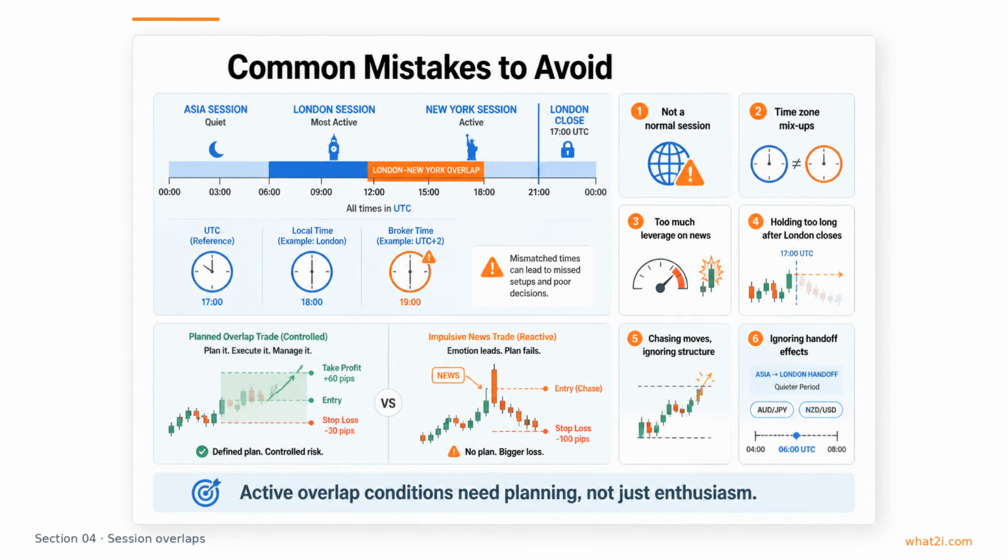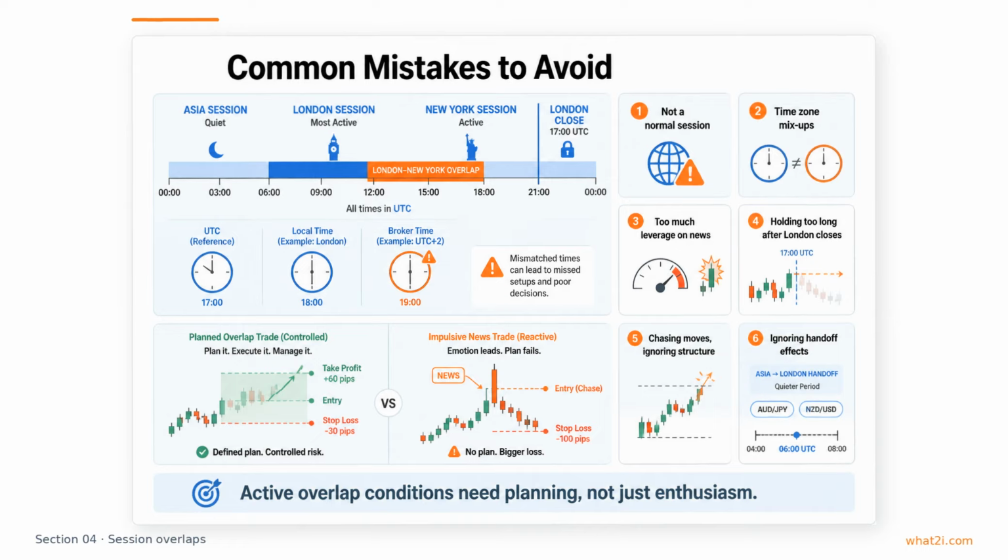Overlap periods are useful, but they are easy to mishandle when traders focus only on excitement. One mistake is treating overlap conditions like a normal session, even though the pace and risk are often very different. Another is confusing UTC, local time, and broker time, which can put you in the wrong window entirely. Using too much leverage around news is especially dangerous because fast moves can overwhelm a position very quickly.